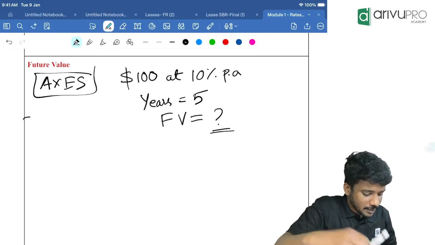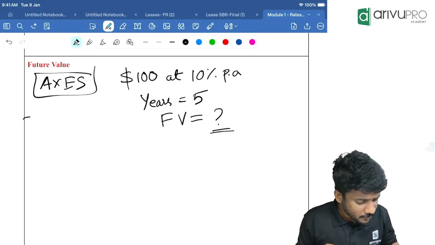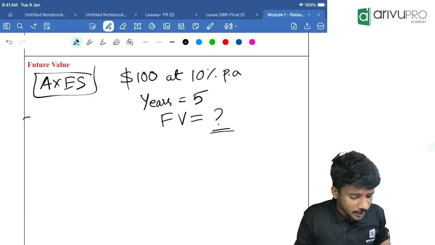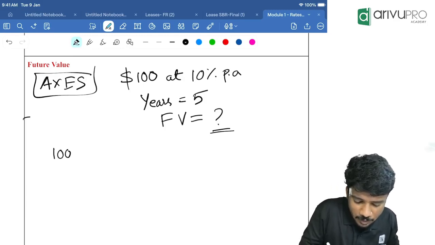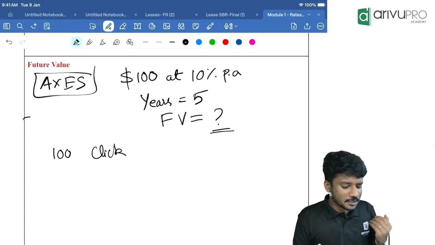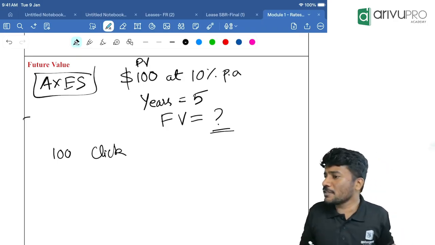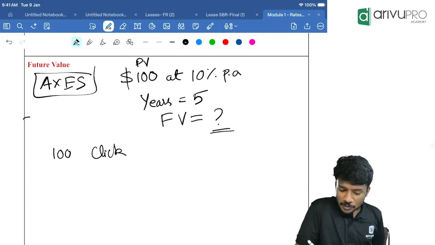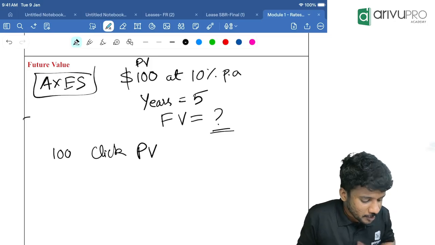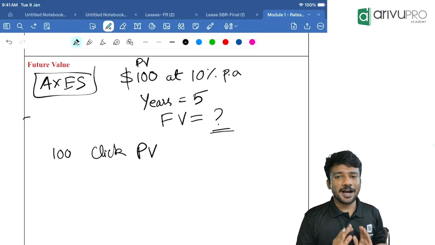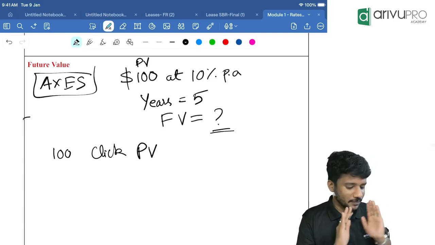Take your calculator, clear everything, in the sense make it 0 on your calculator. Type 100 on your calculator. Everyone type 100. What is this 100? This 100 is nothing but our present value. Correct? That is the present value, right now we invested in Axis Bank. So click the PV button. So the present value I stored in the calculator is 100 rupees or $100.